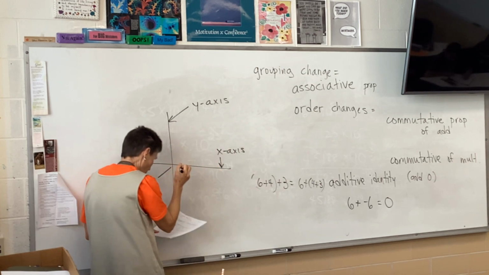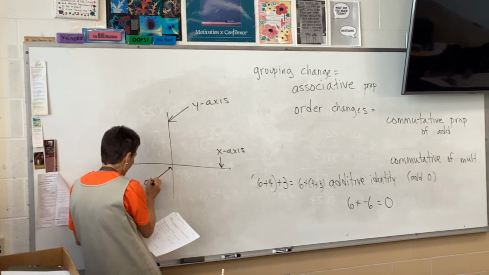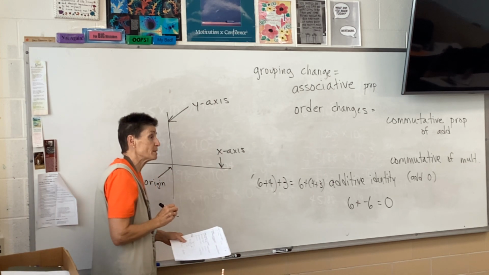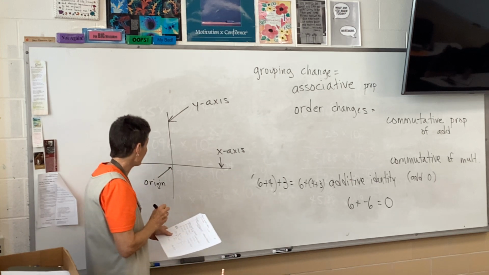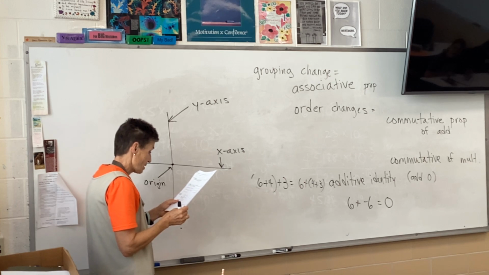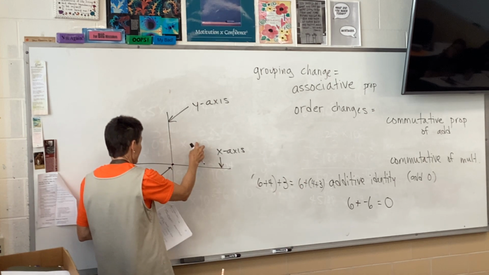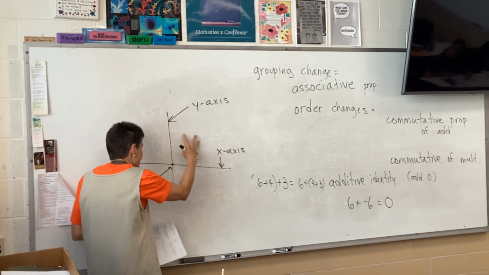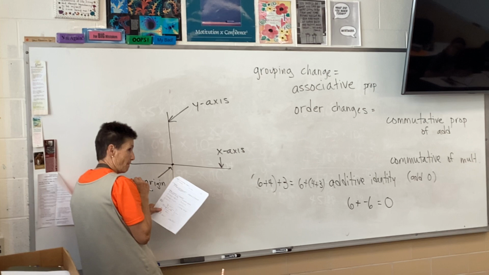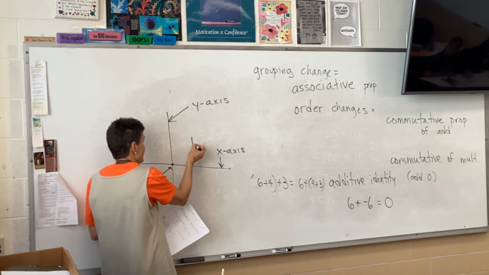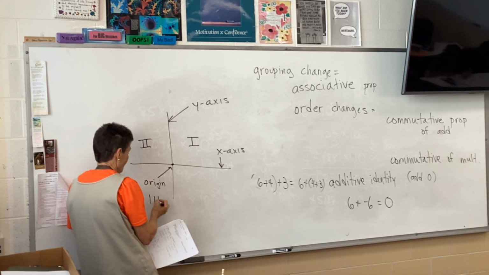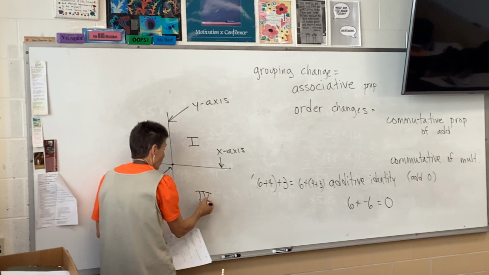What do we call this point right here? That's called the origin. In the Cartesian coordinate plane, when we go to a different coordinate system, it'll be called something different, but it is certainly called the origin. And these things are all called what? What are these sections called? Quadrants. And they are numbered. This is 1, 2, 3, and 4.